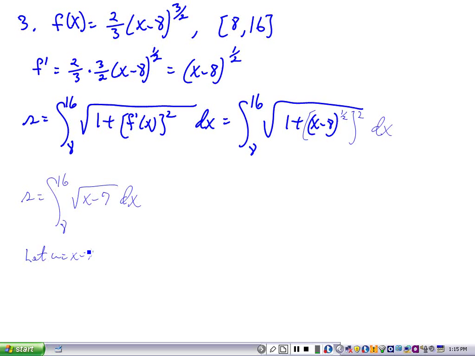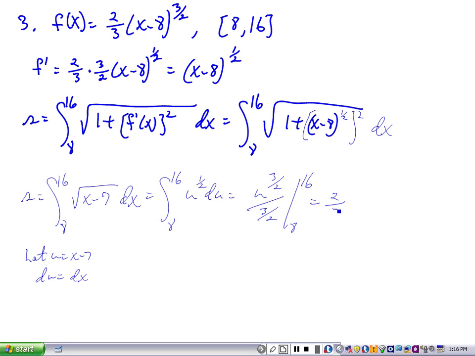Let u equal x minus 7. du is dx. So we get the integral from 8 to 16 of u to the 1/2 du. So now we get u to the 3/2 divided by 3/2. Well, the x is evaluated from 8 to 16. So this is 2/3 times x minus 8 to the 3/2 evaluated from 8 to 16.